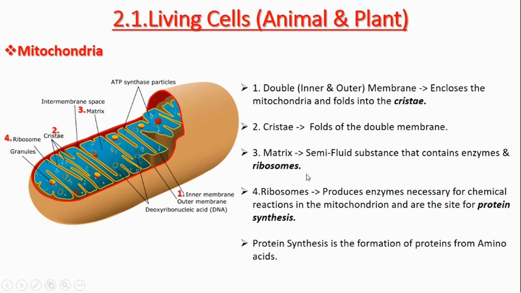So let's go over that information again. We said we had a matrix which contains ribosomes, and we said ribosomes produce enzymes, and they are also the sites for protein synthesis, and we explained protein synthesis as being the formation of proteins from amino acids.